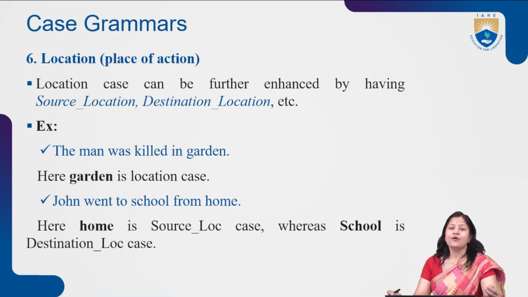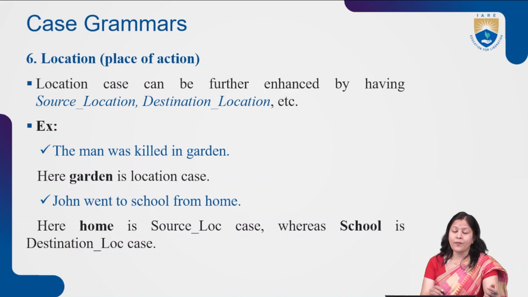Sixth one, location case, which means the place of action, where the action will be performed or where the action has been performed. The location case can further be enhanced by two more case frames: one is the source location and the other is the destination location. Now you see the example: the man was killed in garden. Here garden is where the man was killed. So garden is the location case.